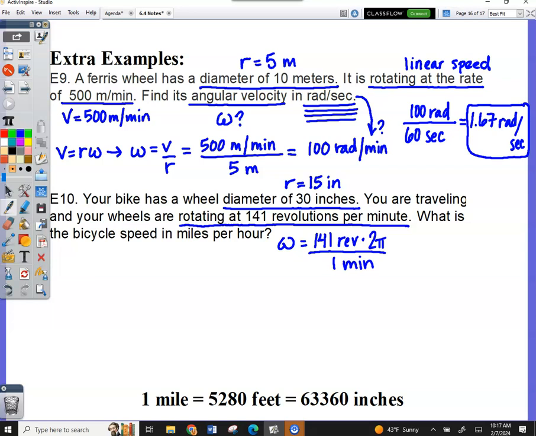It's safe to say you can leave it as pi. Actually, it's not a bad idea. I went to decimal. Why did I do that? Let's leave it as pi, and then at the very end we'll type that in. So that would be 282 pi. Now we're in radians per, what was this? Minute.